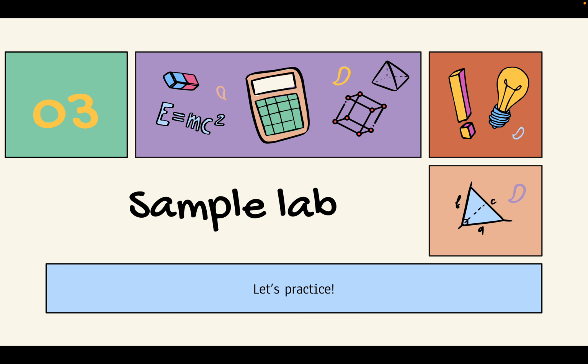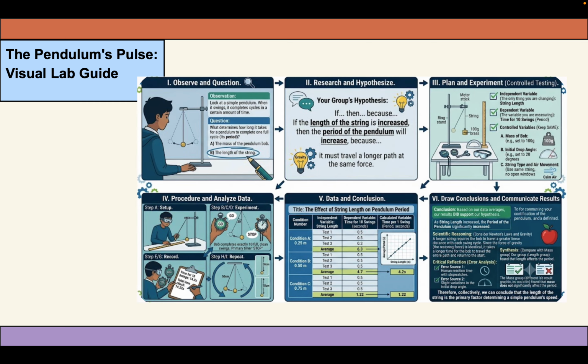Now, let's go over the Pendulum's Pulse Visual Lab Guide Sample Lab. So, this lab will be broken down into 4 distinct visual panels covering the 6 steps of the scientific method you will use to determine whether mass or length dictates a pendulum's speed. All images apply the rigid requirement for safety equipment, goggles, and gloves, and focus on ensuring all parameters are defined only by names and illustrations, not formal definitions.